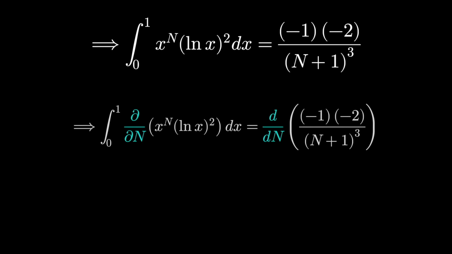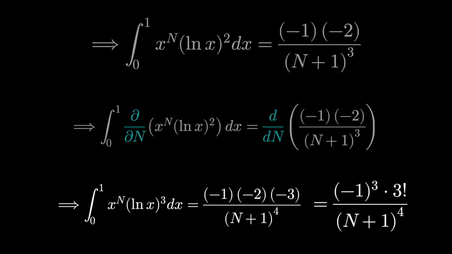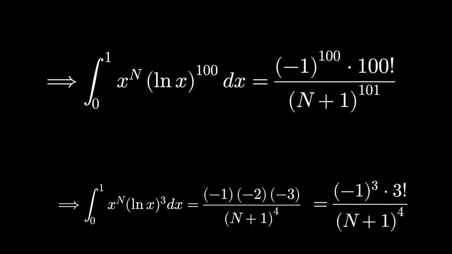Keep taking derivatives like this. Our third derivative, we'd have x to the n ln x cubed on the left-hand side, and on the right, minus 1 cubed times 3 factorial over n plus 1 to the 4th. See if you can notice the pattern. If we took 100 derivatives, we would get on the left-hand side something very close to the original integral we were trying to solve.